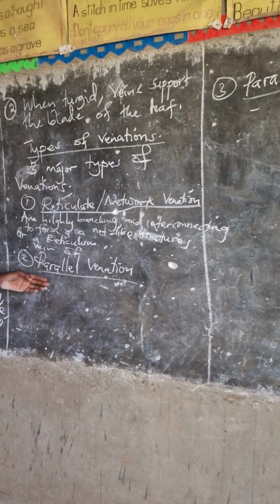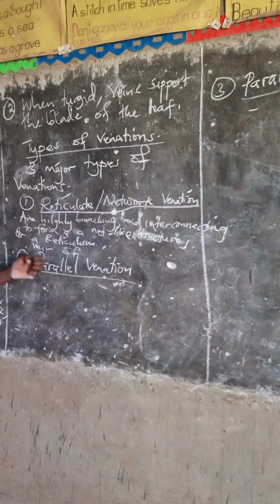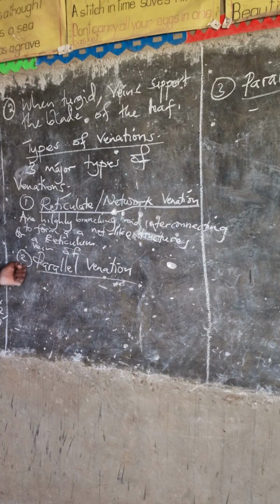We talked of the parallel venation, where the veins run from the bottom of the leaf to the tip of the leaf. They're of the same size, parallel to one another and to the main vein, and have regular spacing between one another. I think that is what we call parallel venation.